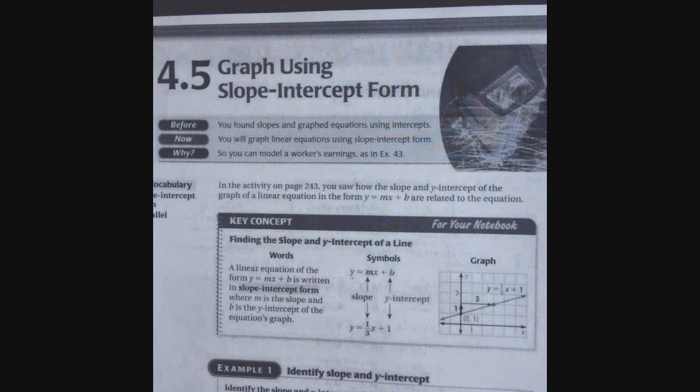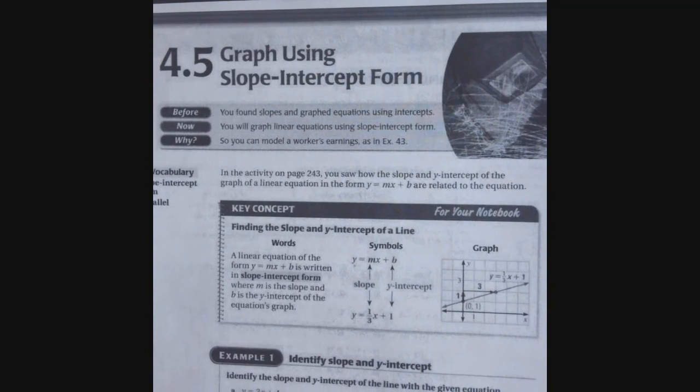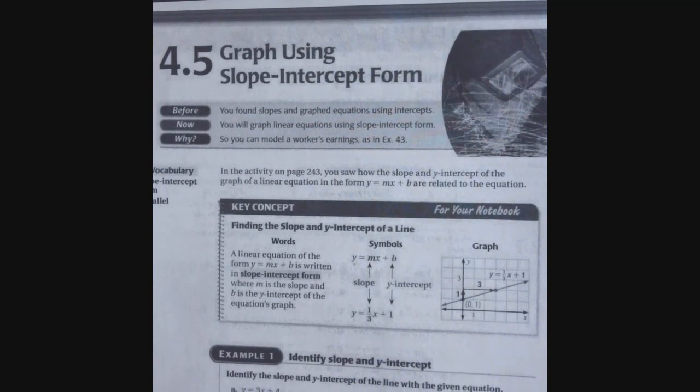Okay, class 4.5, graph using slope-intercept form. So we're continuing, every section builds on the next section. So you have to make sure that you're understanding the previous section, because you can see it takes the last section and it builds a little bit on that. So slope-intercept form is again something that you should have seen.